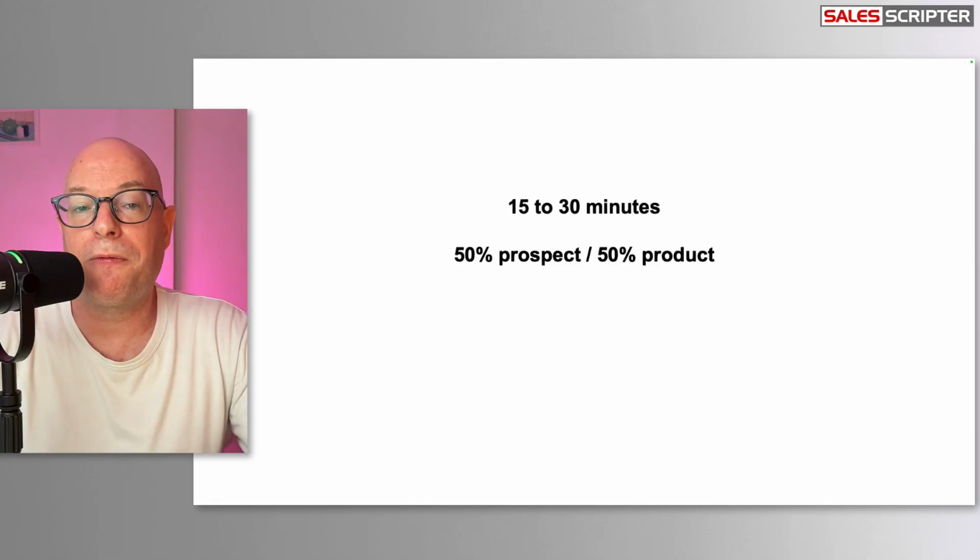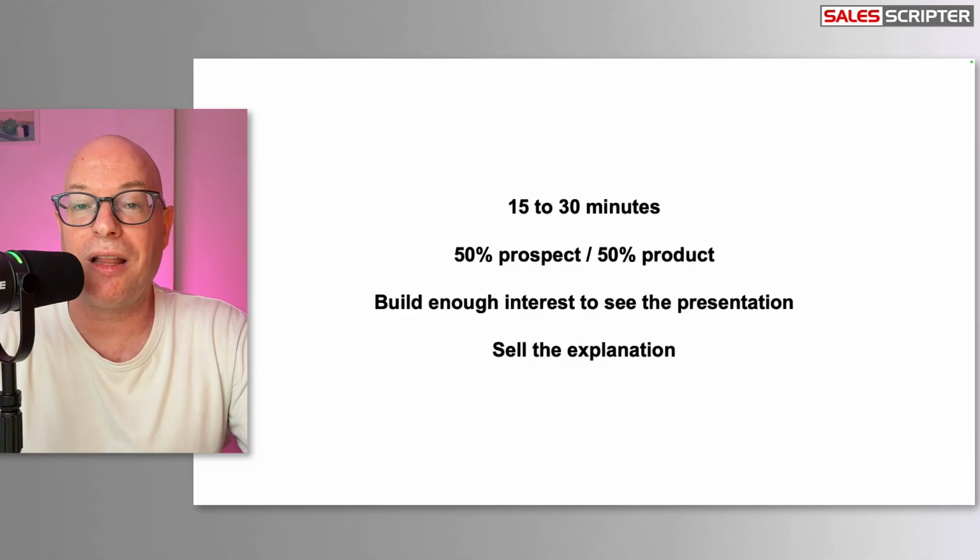At this point, the focus and balance of the conversation starts to change with putting 50% of the discussion around the prospect and 50% of the discussion around our product and company. And what you're trying to sell in the conversation and in the meeting is not the product. We're still not there. What we're trying to do is sell the explanation step of the sales process.